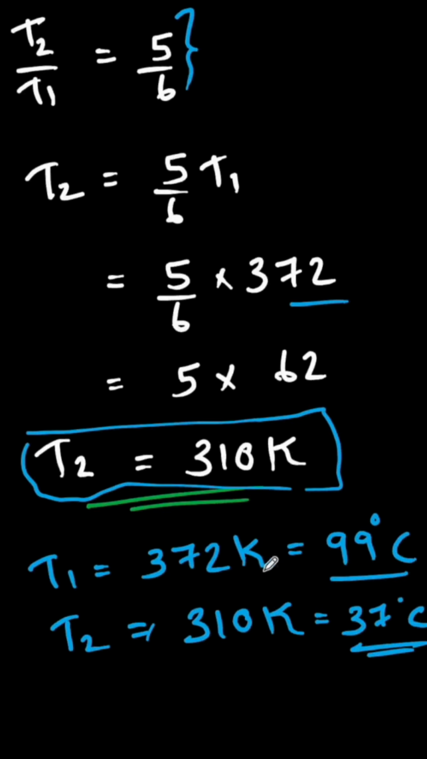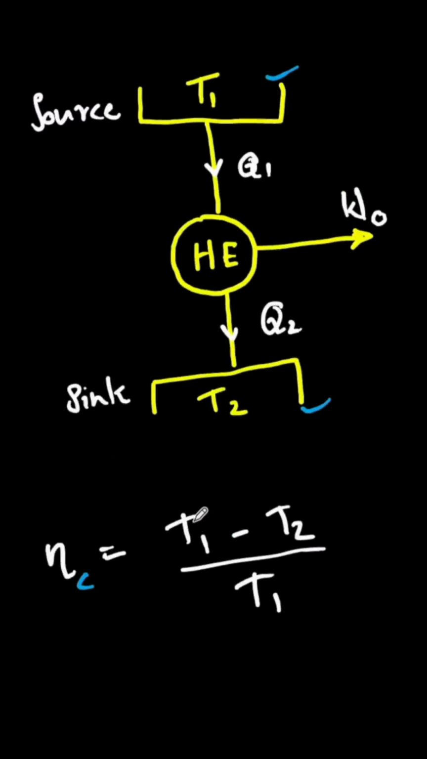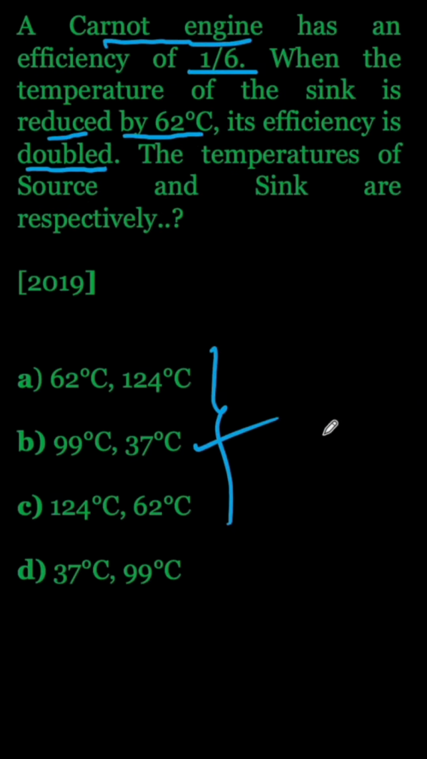T1 is 372 Kelvin, which is nothing but 99 degrees Celsius. 372 minus 273, you will get it in degrees Celsius. And 310 Kelvin is 37 degrees Celsius. So 99 degrees Celsius and 37 degrees Celsius. So let's check the answer. The answer is option B.